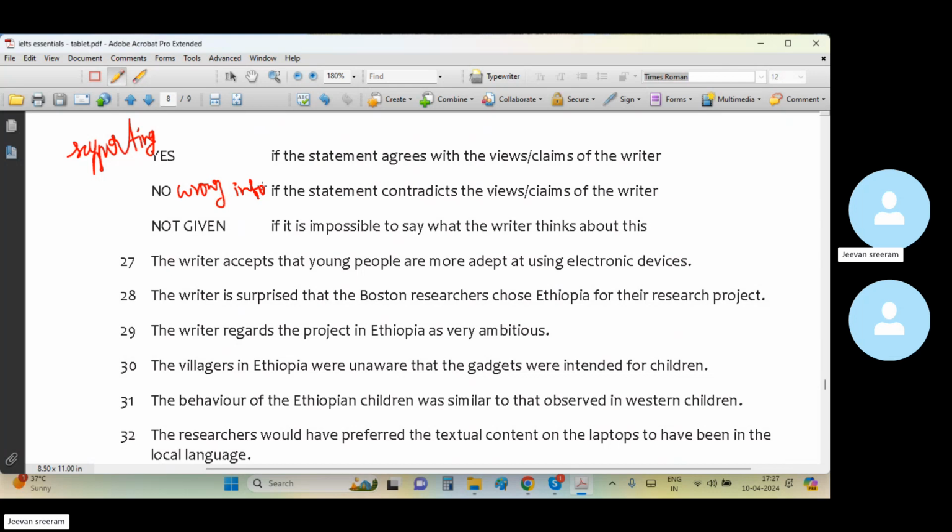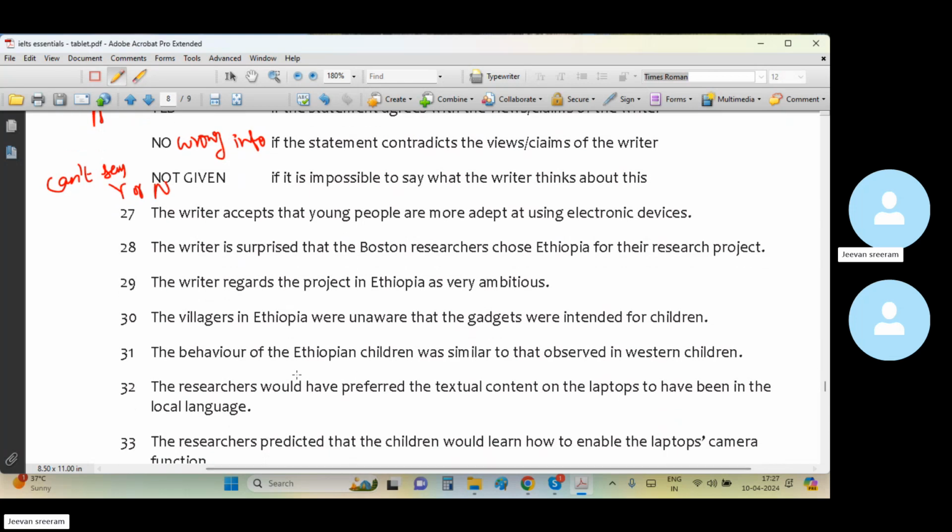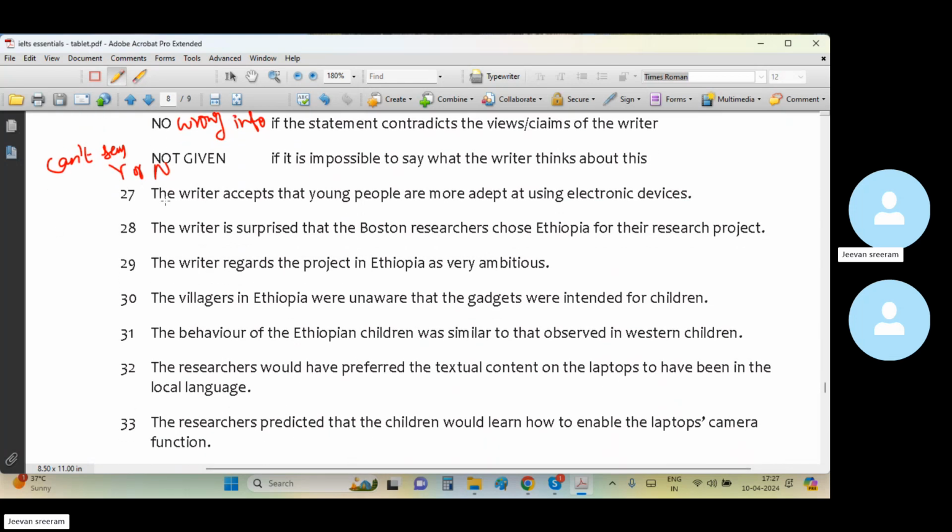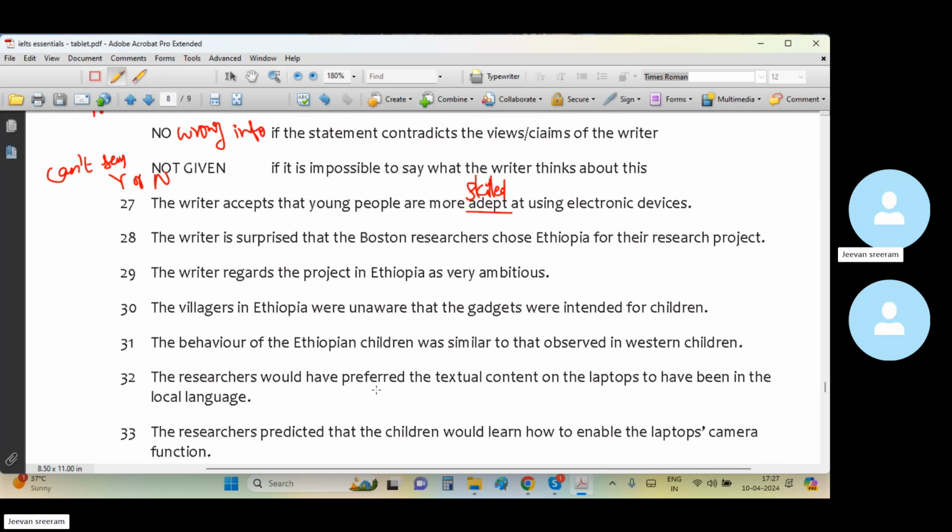Right? Not given means you can't say yes or no. So how about the first statement? The writer accepts that young people are more adept. Adept means? Addicted? No, skilled. More skilled at using electronic devices. Is it yes, no, or not given as per the author's opinion? Are young people really skilled at using electronic devices or not, as per the passage, as per the author?